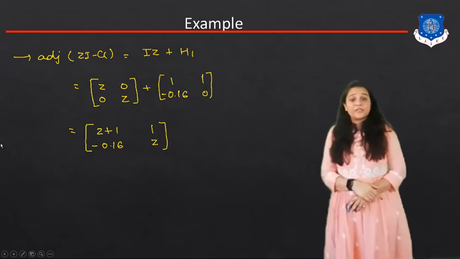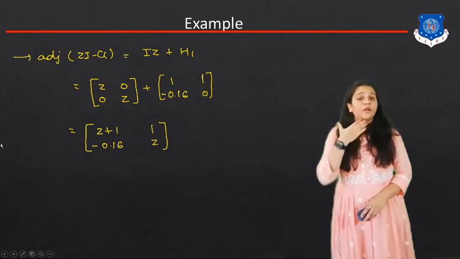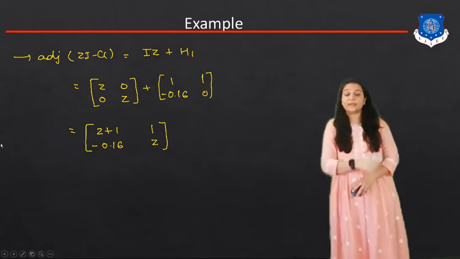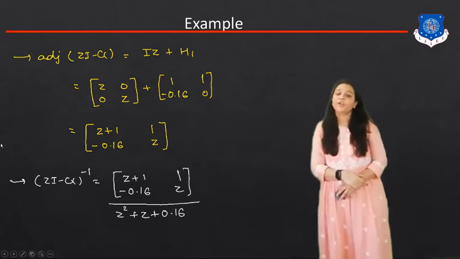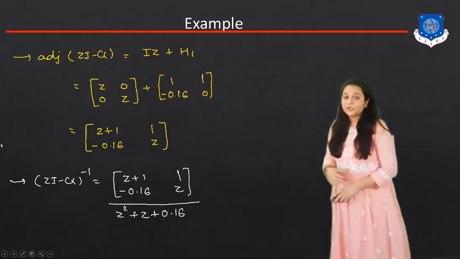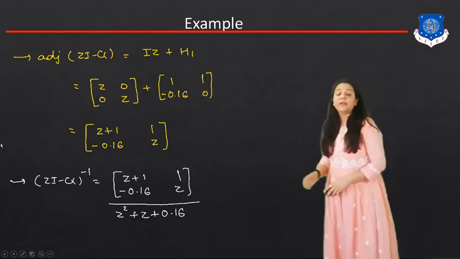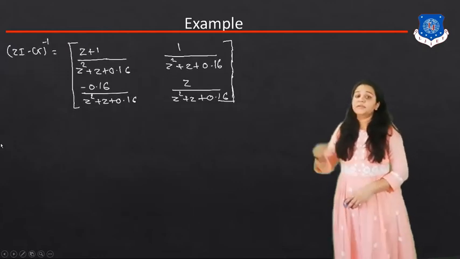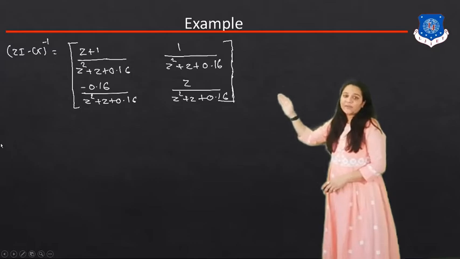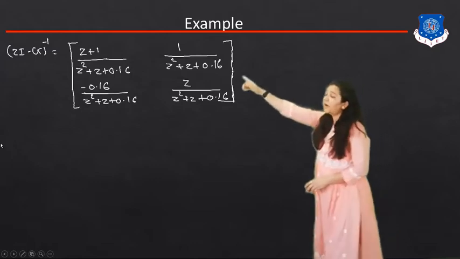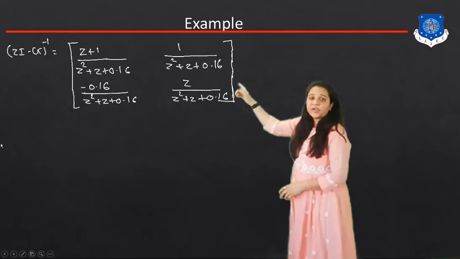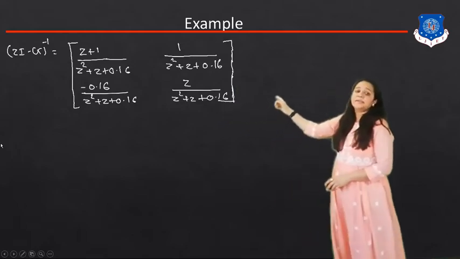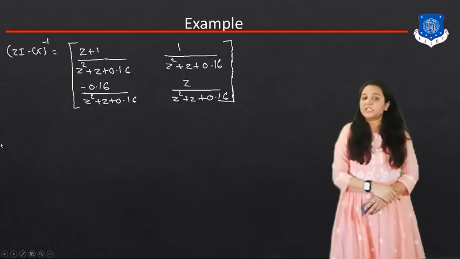Now the first target is we have to find the value of ZI minus G inverse. So ZI minus G inverse is equal to adjoint of ZI minus G upon mode of ZI minus G. So simply we can put the value of this. Now we have to simplify this equation. We can get Z plus 1 upon Z square plus Z plus 0.16, 1 upon Z square plus Z plus 0.16, minus 0.16 upon Z square plus Z plus 0.16, and Z upon Z square plus Z plus 0.16.